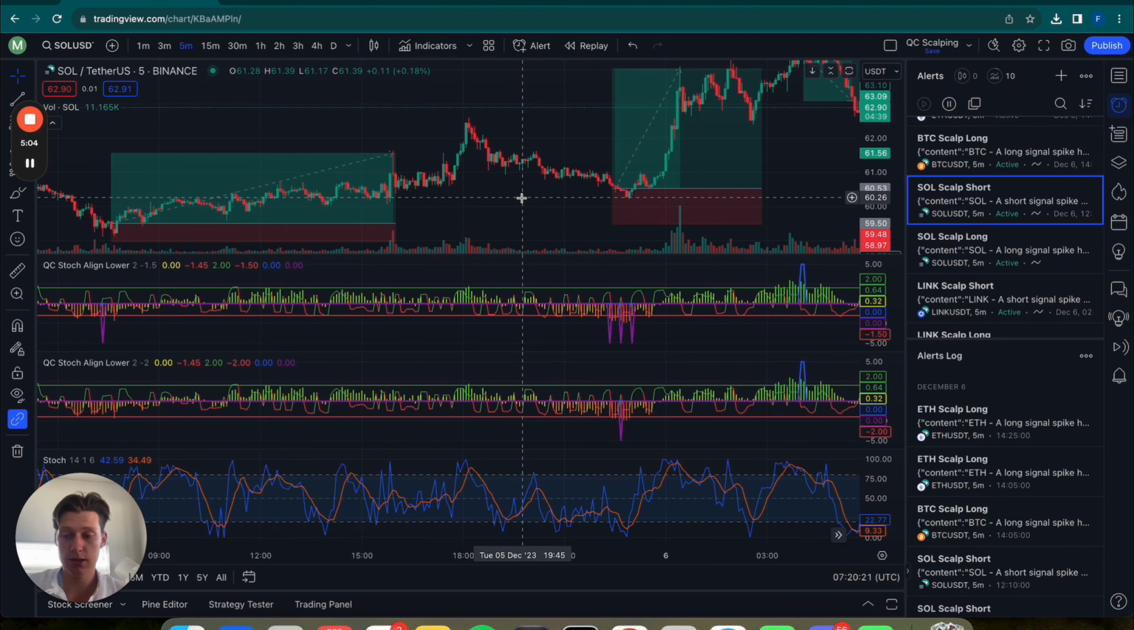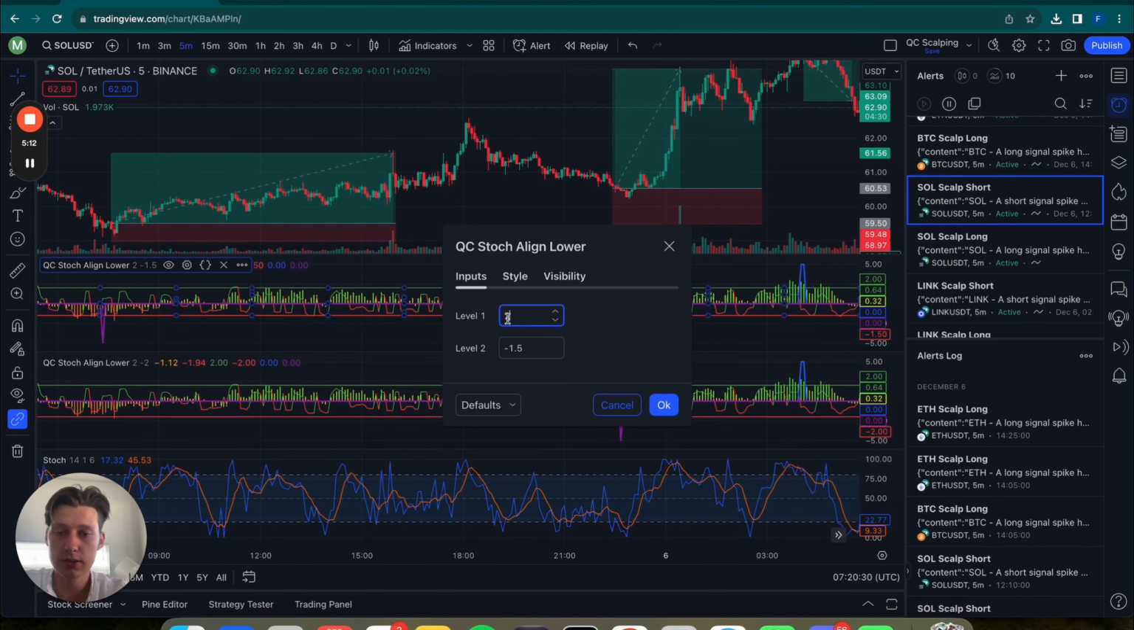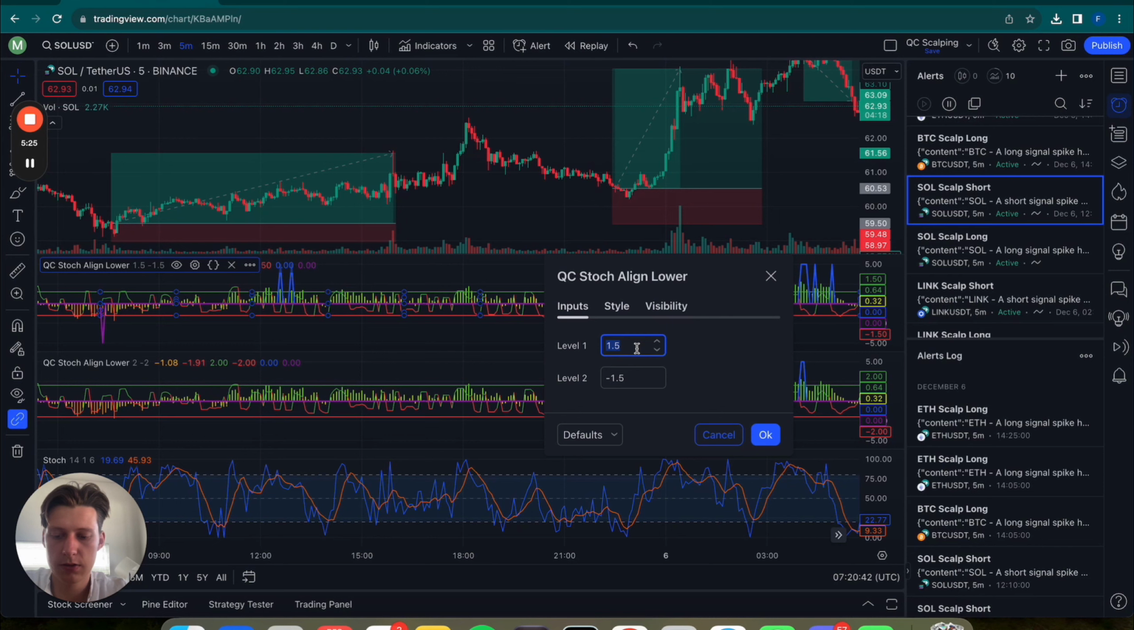But if we would trade this ourselves, or if you yourself would lower the threshold of the stochastic right here, the level 1 is the upper, level 2 is the lower. If you would lower this to maybe a 1.5 or a 1 even, just to show you, then you would see that it triggered that level. 0.5, whatever it is.